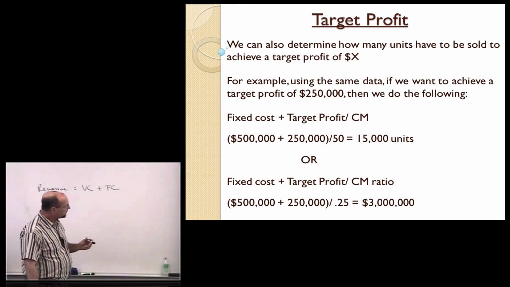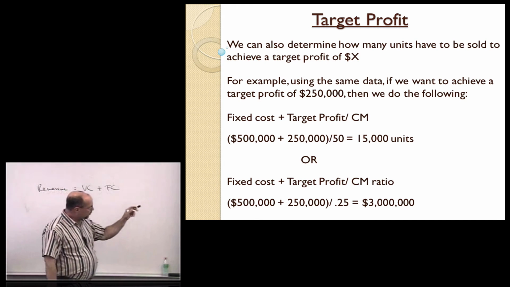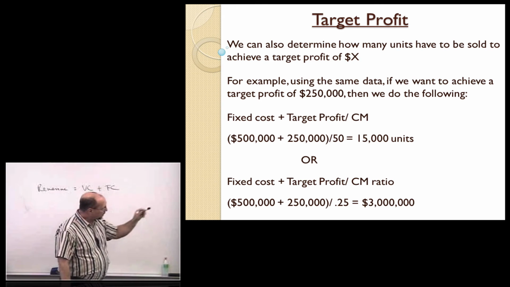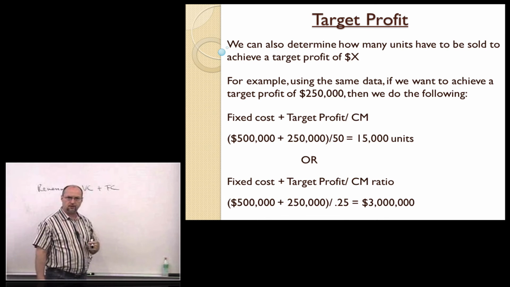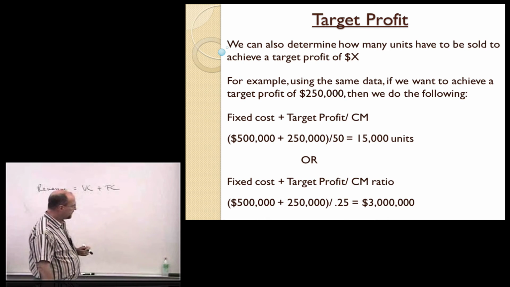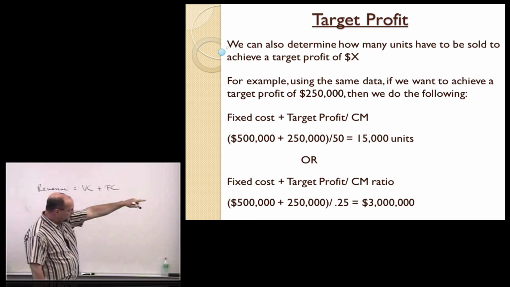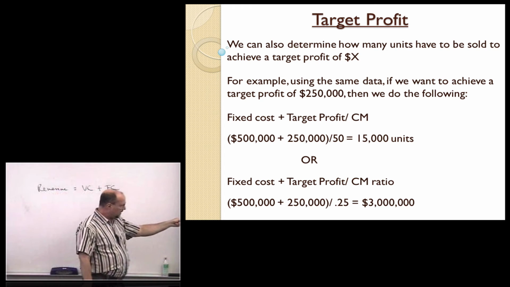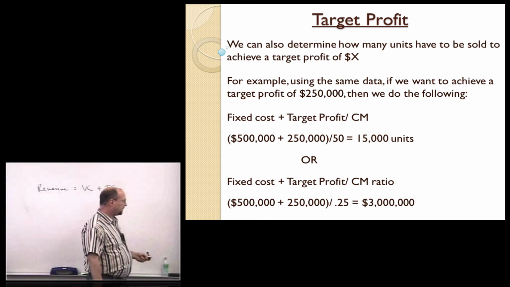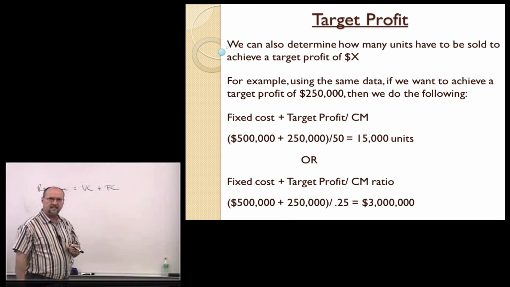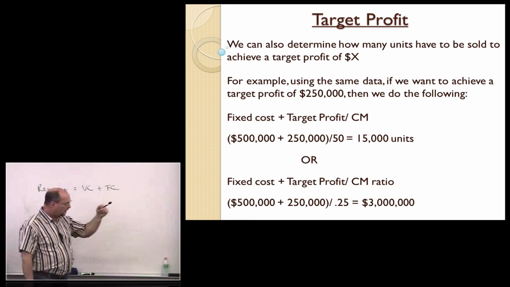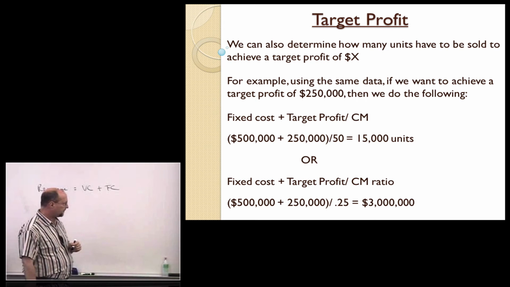And look what we did. We said fixed cost plus target profit, add those two numbers together, that's your numerator, and divide it by the contribution margin. Okay? Now, from the previous example, and notice what it says. If we want to achieve a target profit of 250, then fixed cost of 500 plus the 250 target profit divided by the contribution margin of $50 per unit, we'd have to sell 15,000 units to achieve a $250,000 profit.